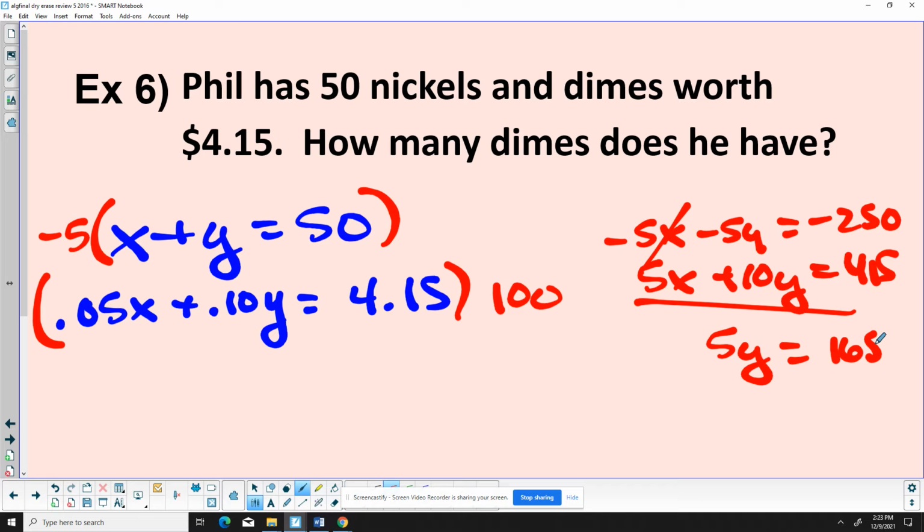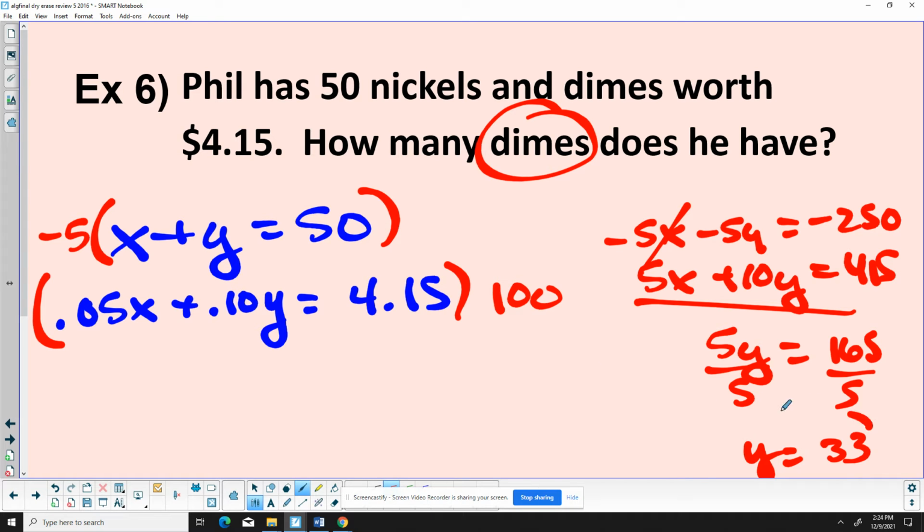Let me make sure. 415 minus 250. Yep. And then I divide by 5. 33. And let's see, it says how many dimes does he have. So dimes is y, definitely, because I've got 10 cents on the y. So I don't have to figure out the nickels. It didn't ask for that.